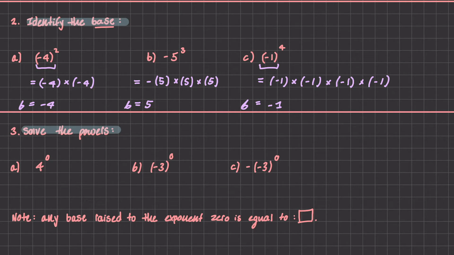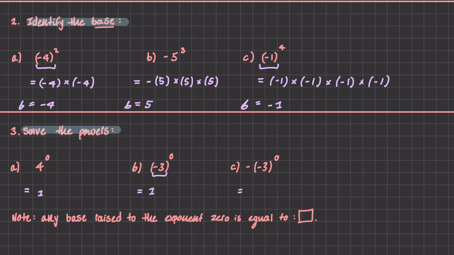So, here we're going to try and solve the powers. This highlights one of the most fundamental rules of exponents, and so we're just going to see how this works out. So 4 to the power of 0. Well, 4 to the power of 0 is equal to 1. -3 to the power of 0, where we know the base is equal to -3, is also equal to 1.